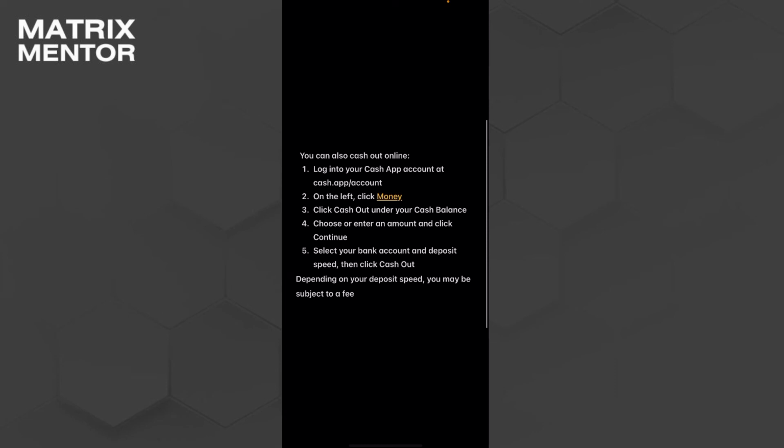Select your bank. If you have not added any bank in your Cash App application, just go and add your bank account first. After that, select your bank account and deposit the money. Then click on Cash Out.